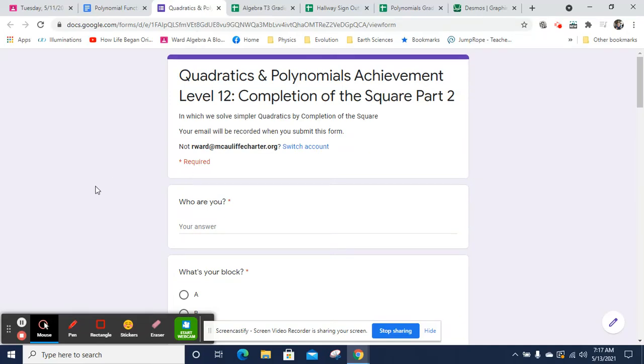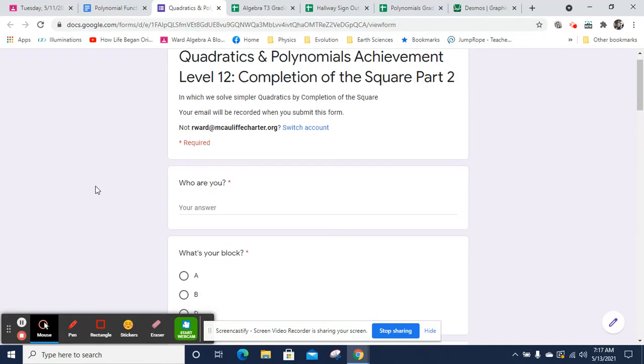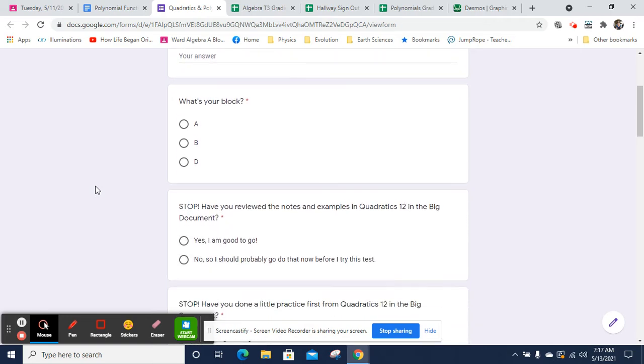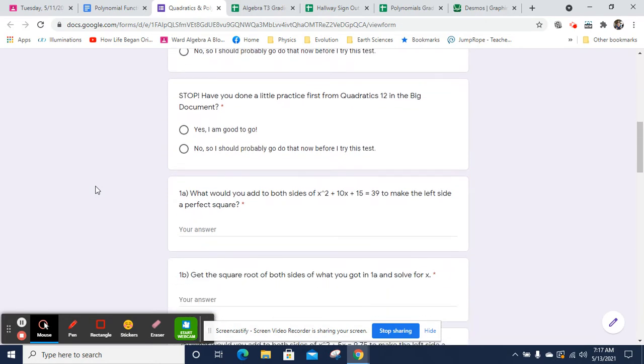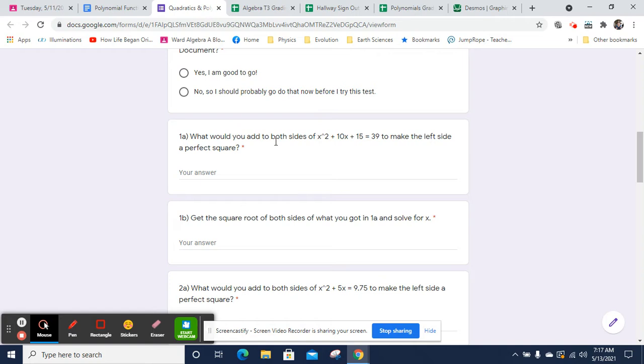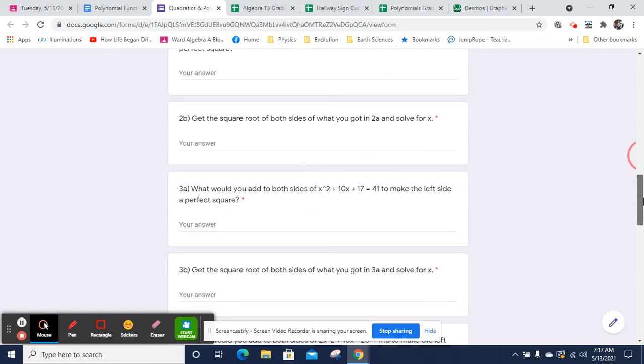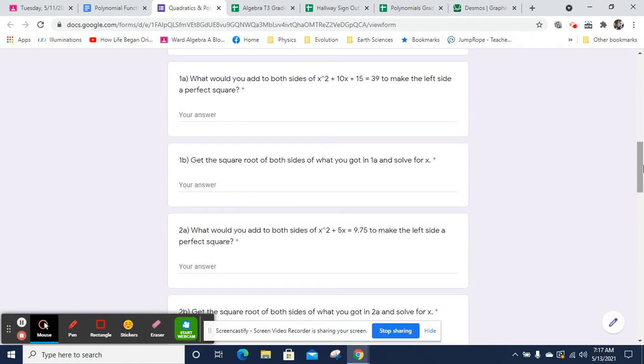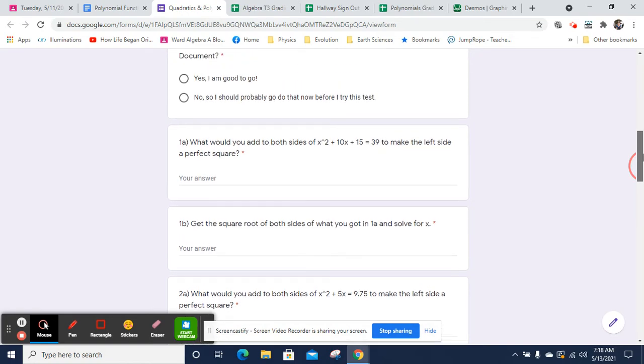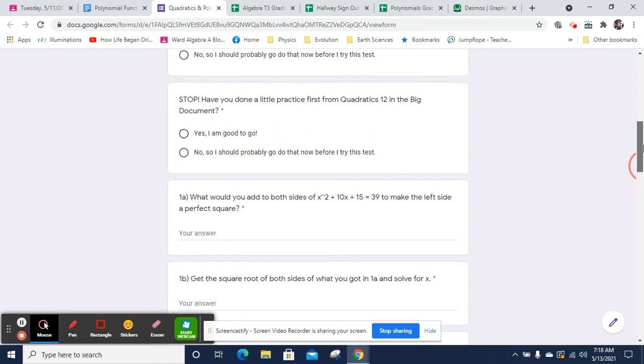I'm going to do a few videos on how to deal with completion of the square part 2. So you might be dealing with a question like 1a or a question like 3a. They're fairly similar in structure. And I'm going to talk about 2a separately because it involves fraction-y stuff.